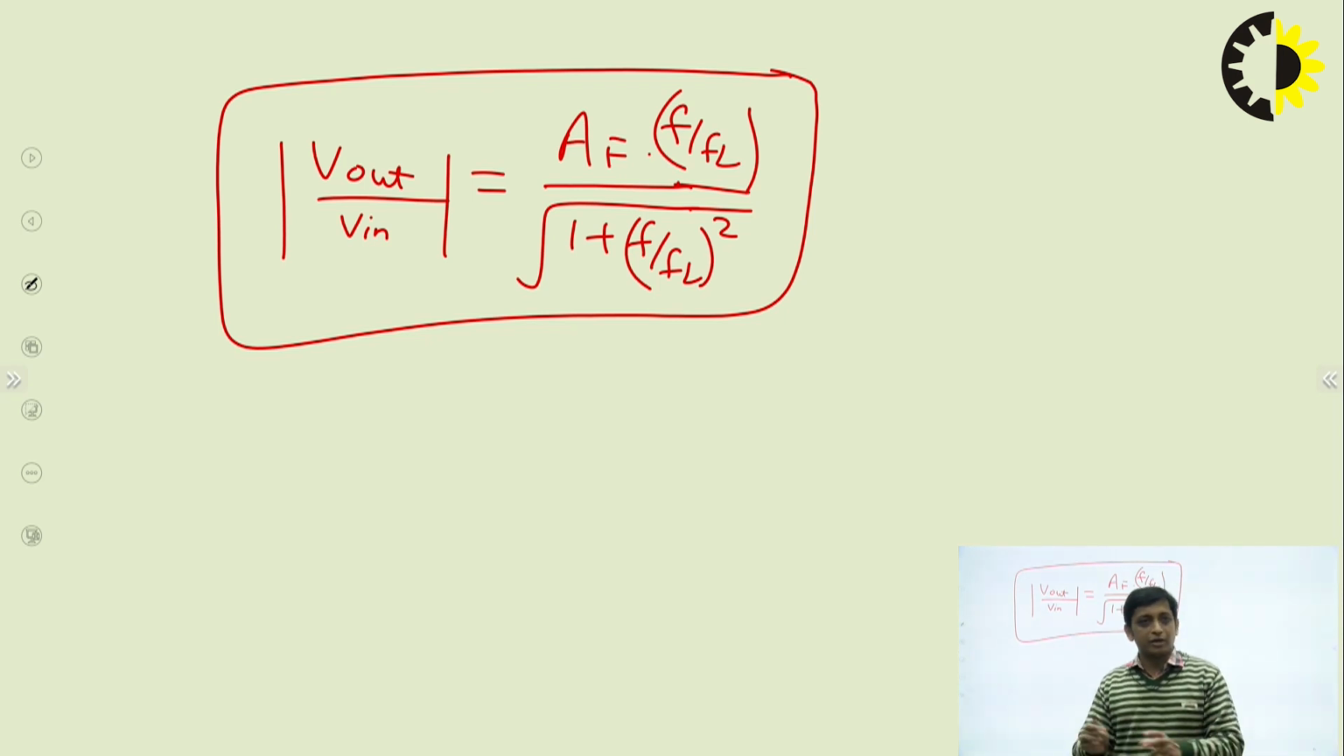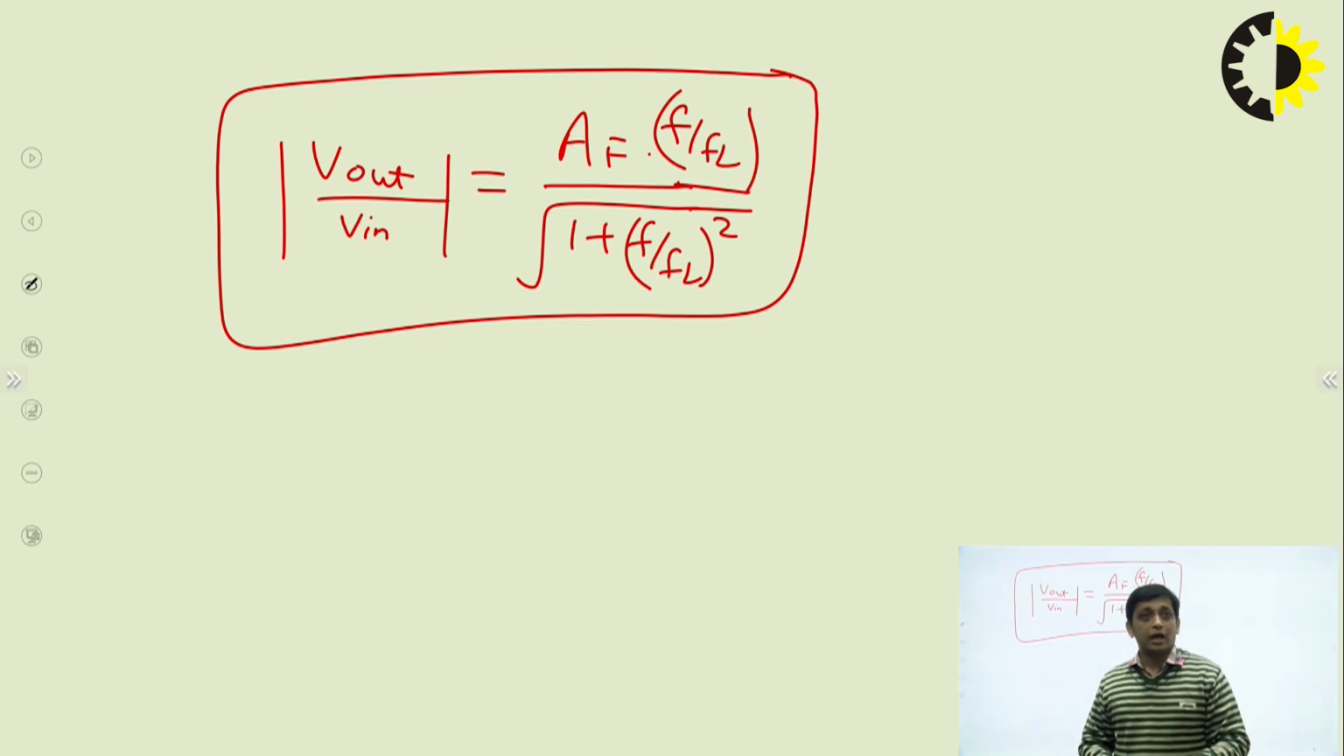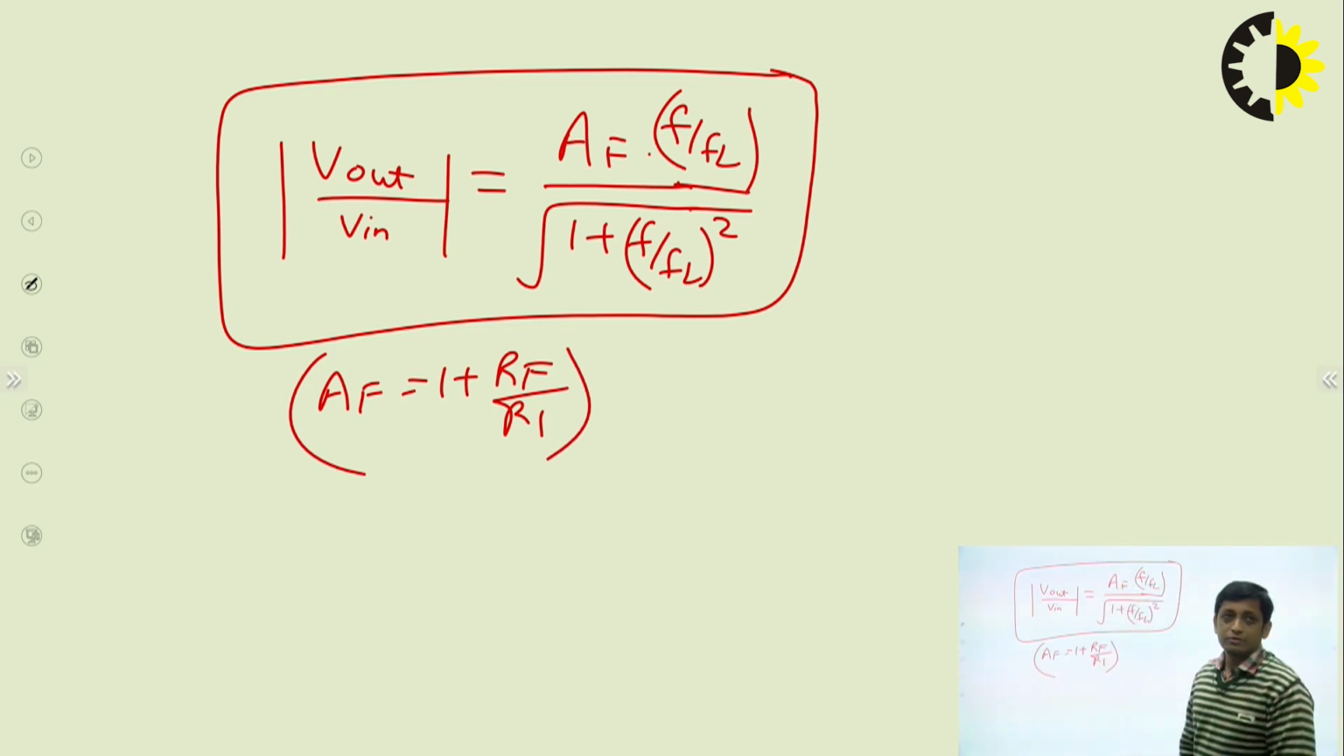Just put V1 into the equation of V out, and from there put omega equal to 2 pi F, and of course this AF is the passband gain. This AF is equal to 1 plus RF upon R1. So you will get 1 plus RF upon R1. Just replace that 1 plus RF upon R1 with AF. Fine. So this is about the first order high pass filter.